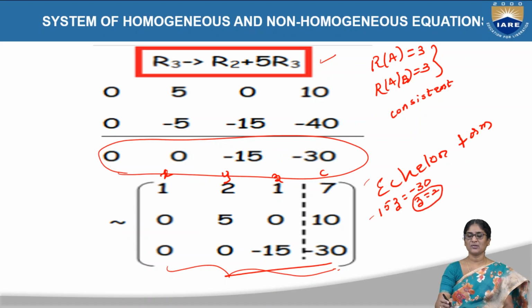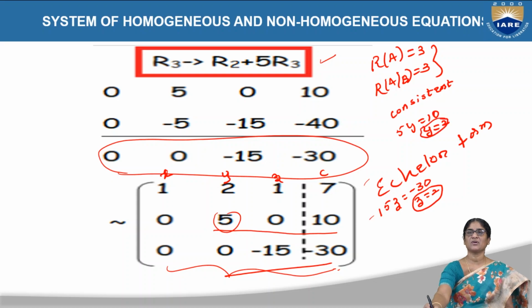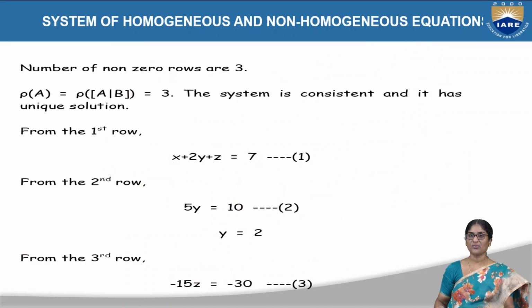So let us go to the second one. In the second one, we have only one coefficient, that is 5. So 5y is equal to 10, or y is equal to 2. Again, y is also equal to 2. So the values of y and z which we got here have to be substituted in the first equation, which is nothing but x plus 2y plus z is equal to 7.